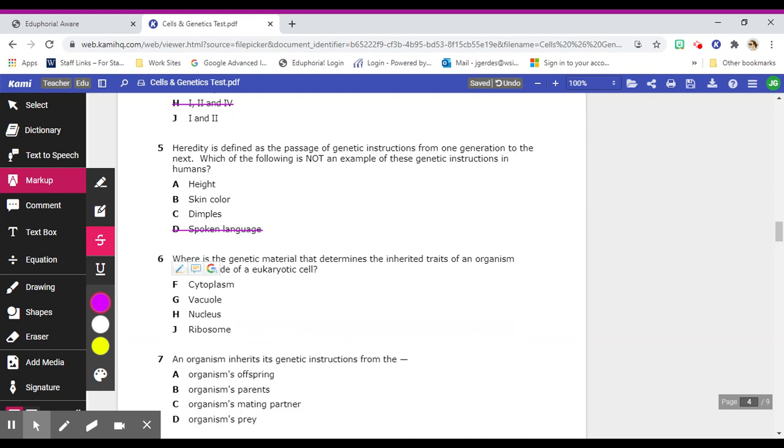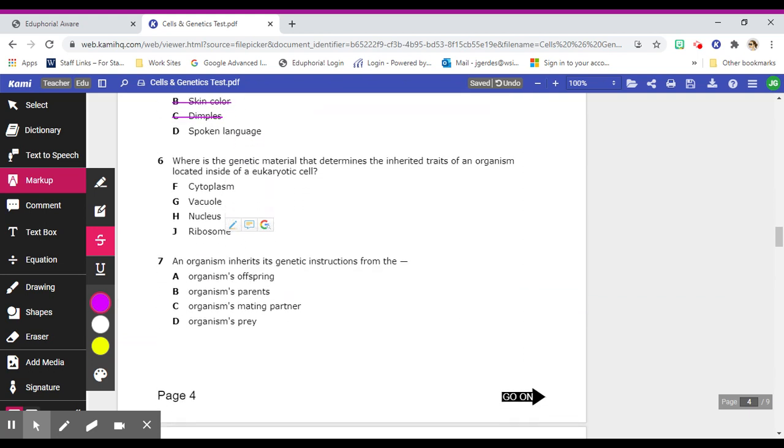I'm sorry, I crossed out the wrong one. So delete that. Remember, height, skin color, and dimples are all inherited traits, and we're trying to find the one that is not an example. So just like I kind of messed up, remember, go and highlight those things in the question so you can remember it when you're looking at it to verify that you did it right. Because just like I did, you could have made a mistake there. So number 5 is D.